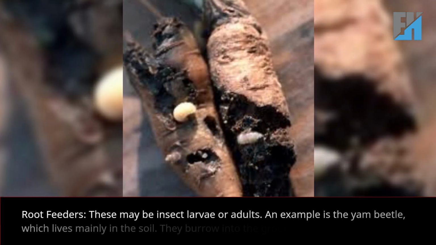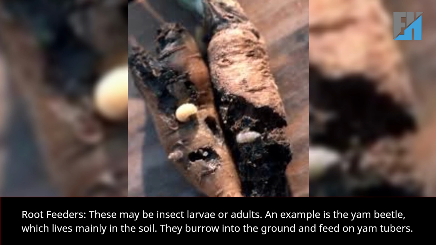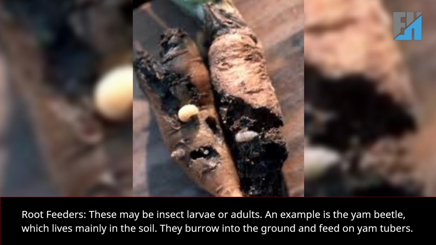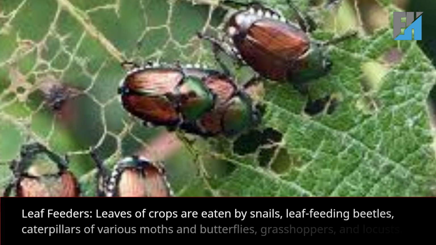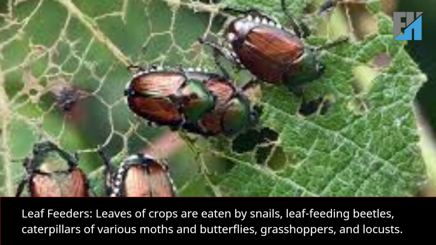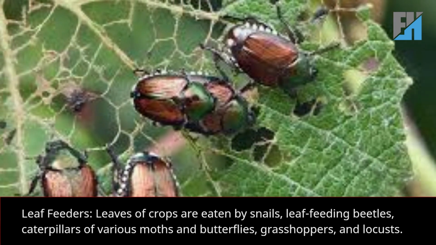Root feeders may be insect larvae or adults. An example is the yam beetle, which lives mainly in the soil. They burrow into the ground and feed on yam tubers. Leaf feeders: leaves of crops are eaten by snails, leaf-feeding beetles, caterpillars of various moths and butterflies, grasshoppers, and locusts.